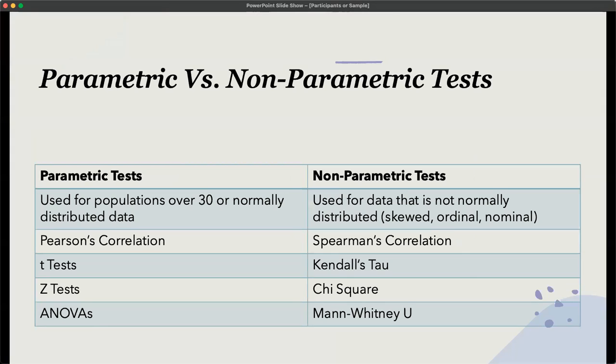For the parametric tests, you can use Pearson's correlations, t-tests, z-tests, and ANOVAs. For non-parametric tests, you're looking at Spearman's correlation, Kendall's tau, chi-squares, and Mann-Whitney U. This is going to be for data that is skewed. It can be ordinal data, and it can be nominal data. That's where you use a non-parametric test. But for populations that are using scale data with more than 30 participants, you're going to use parametric.